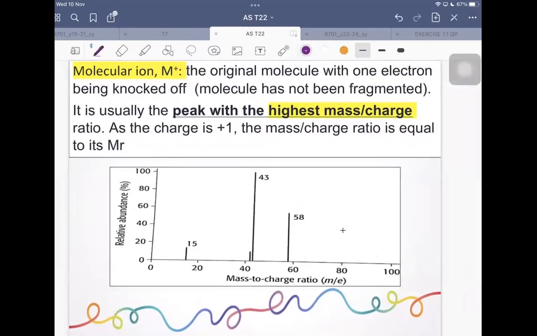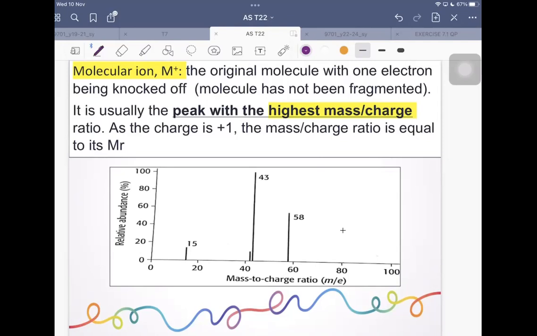Now, first, I would like to introduce to you the term molecular ion, M+. The word there is molecule, but it becomes an ion. So what is a molecular ion? A molecular ion is when your original molecule has lost one electron. How does it lose an electron? From this bombardment of high energy electrons. Just imagine there's a gun that shoots out electrons to kick out one electron from the molecule. The molecule has not been fragmented, which means the molecule stays intact.